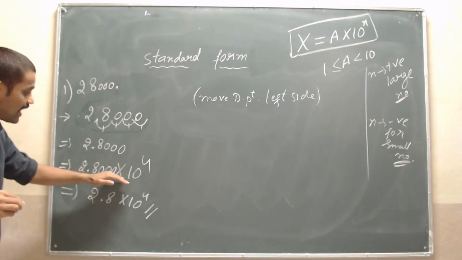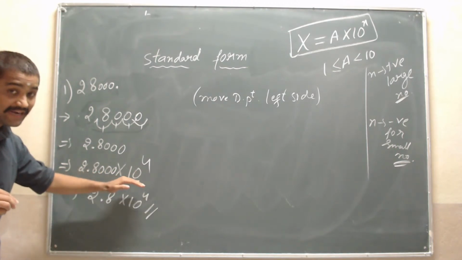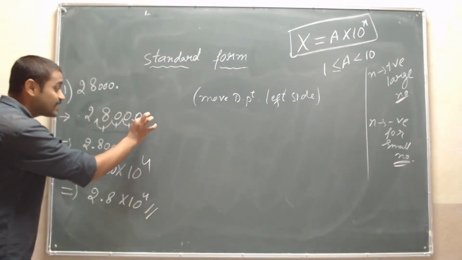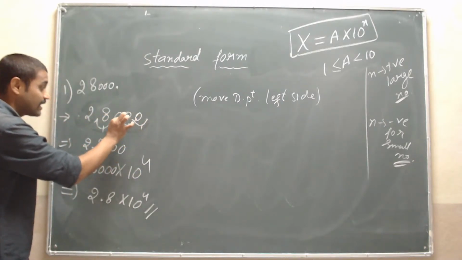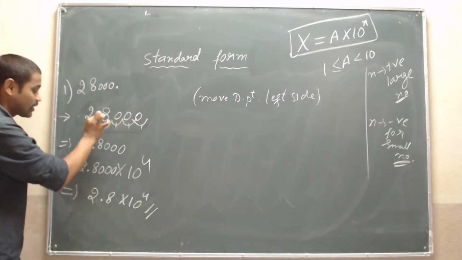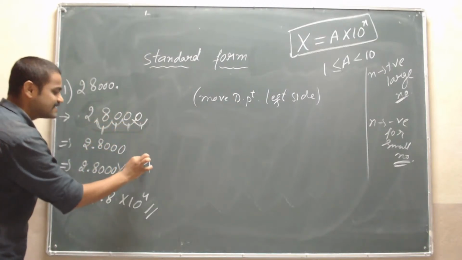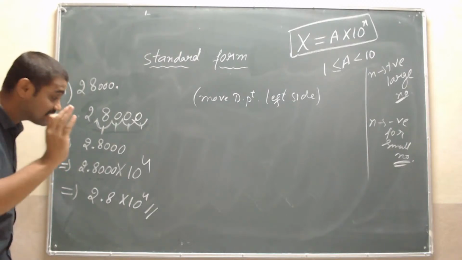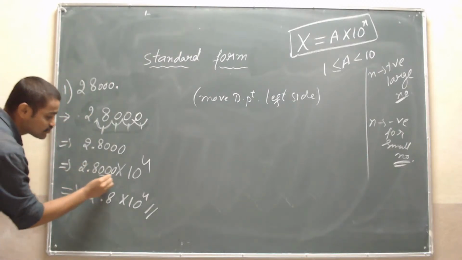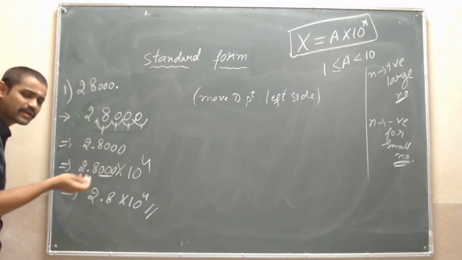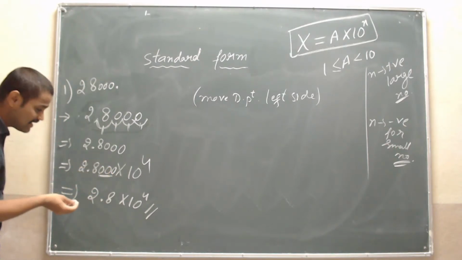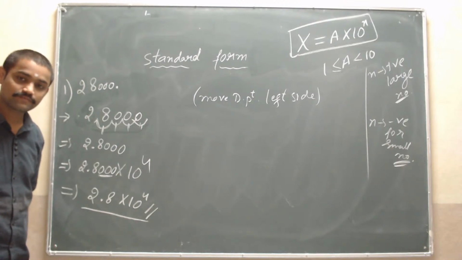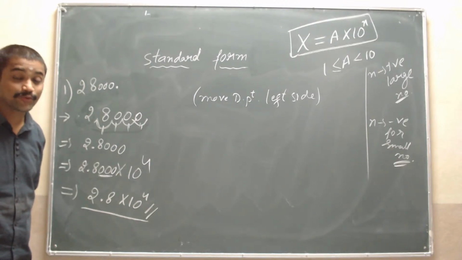Then I multiplied by 10. Sir, where did the 4 come from? How many times have I jumped here? 1 time, 2 times, 3 times, 4 times. That is 1, 2, 3, 4. Then easily write it 4. And while writing the answer, we have to neglect these zeros. Simple. And it becomes 2.8 into 10 to the power of 4.